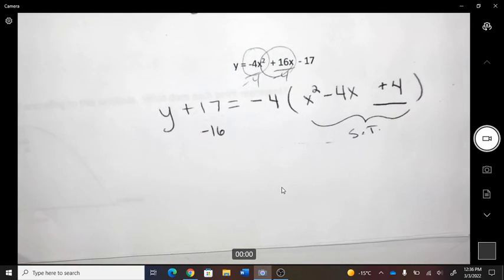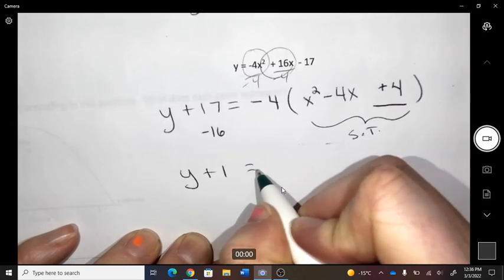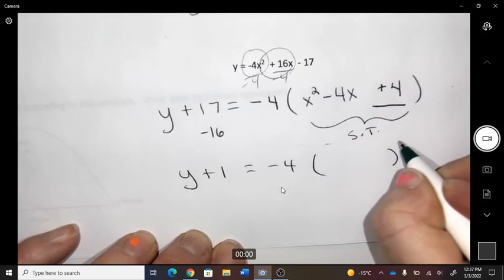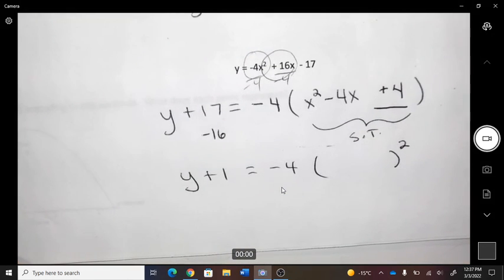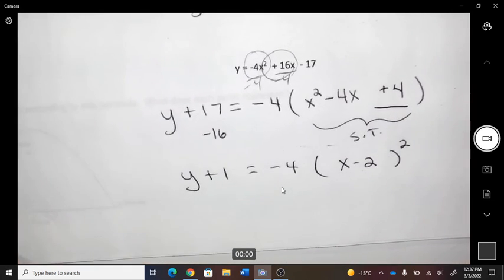And now I'm going to write the final. So y plus 1, negative 4, some binomial squared. So x minus 2 would square to that.